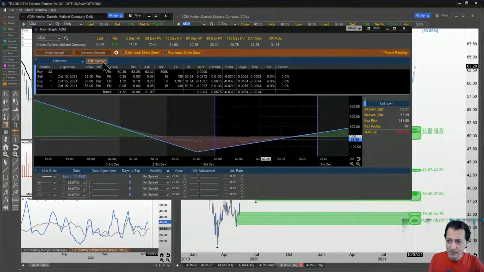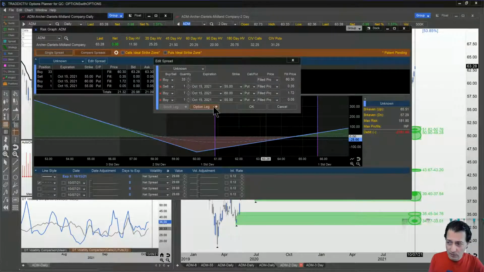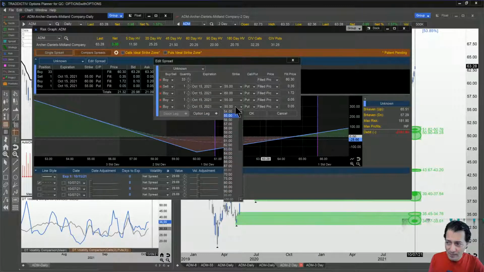To know the answer to that question, I need to find out what strikes are available. There are more strikes available that were not available before. For example, when we started the trade, we did 55 and 60. But now, precisely because the expiration date is closer, we can use other strikes. So for example, against the 60 put I own, I could sell the 59 put. If I do that, take a look at what's going to happen.